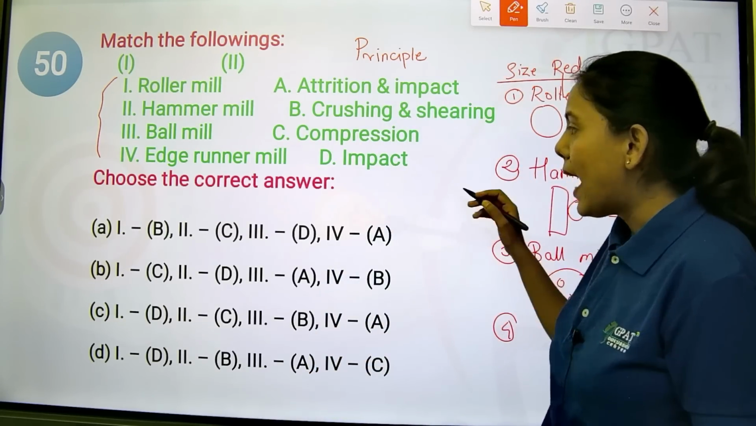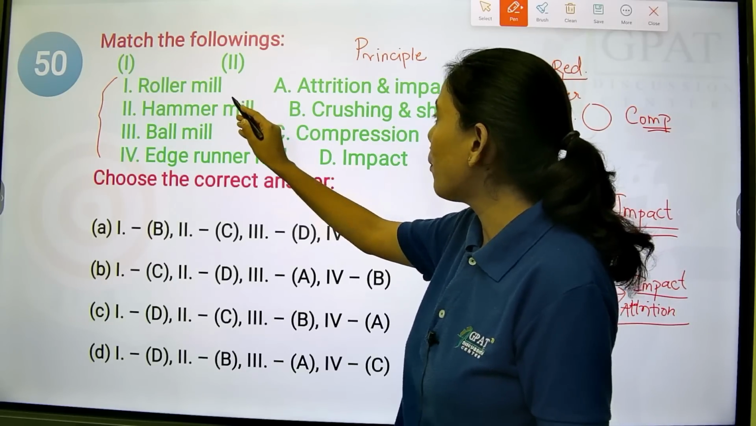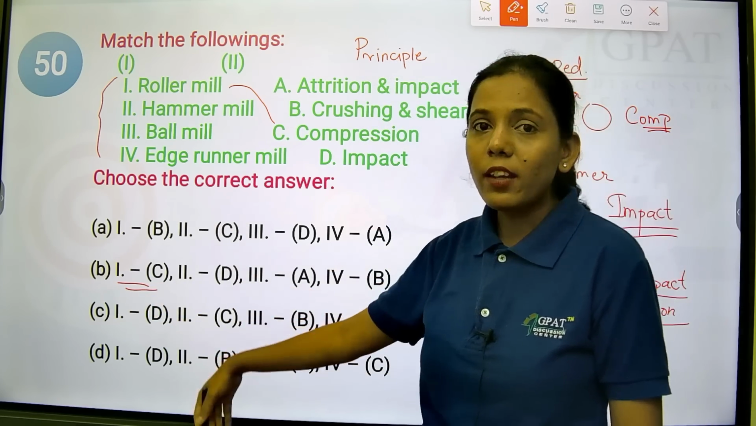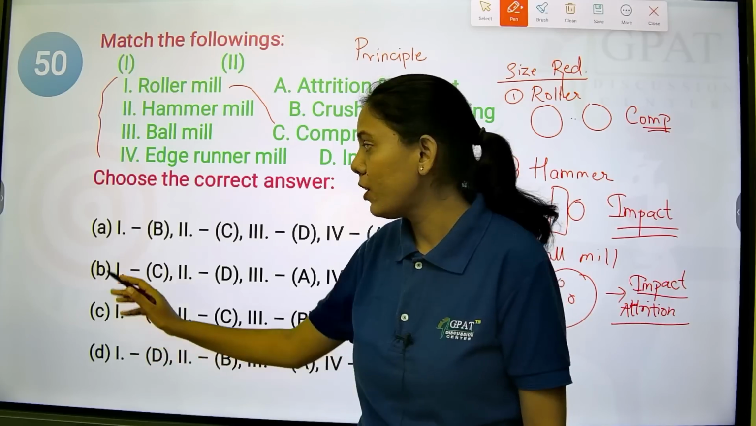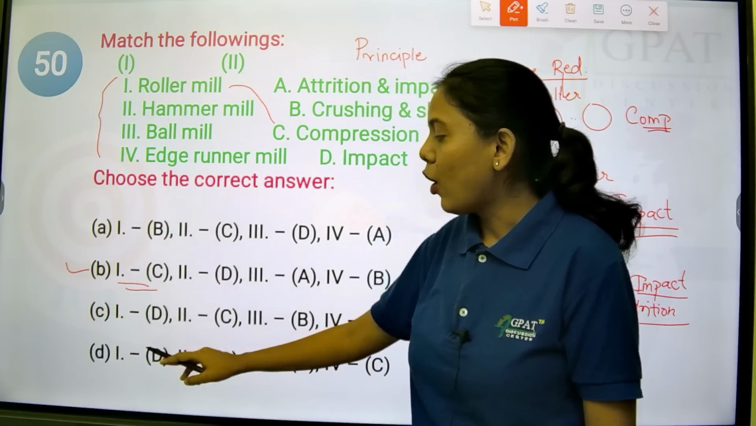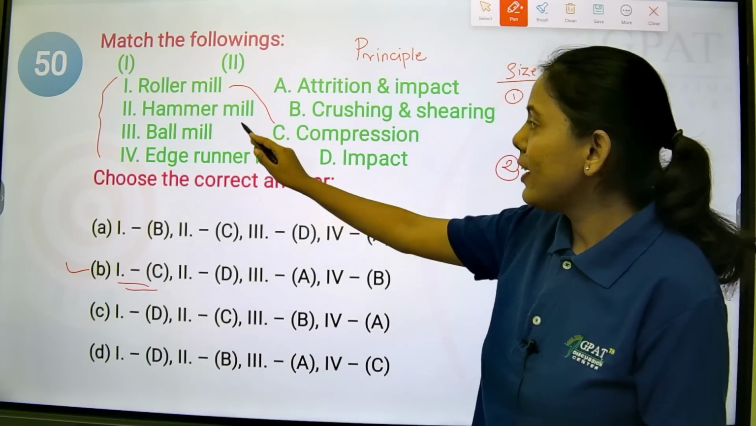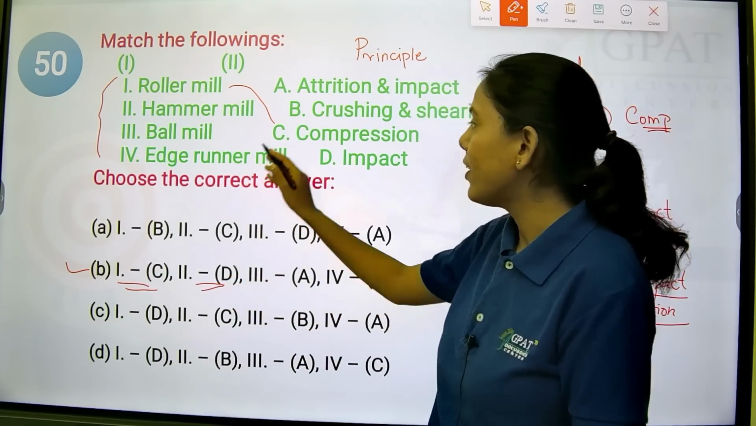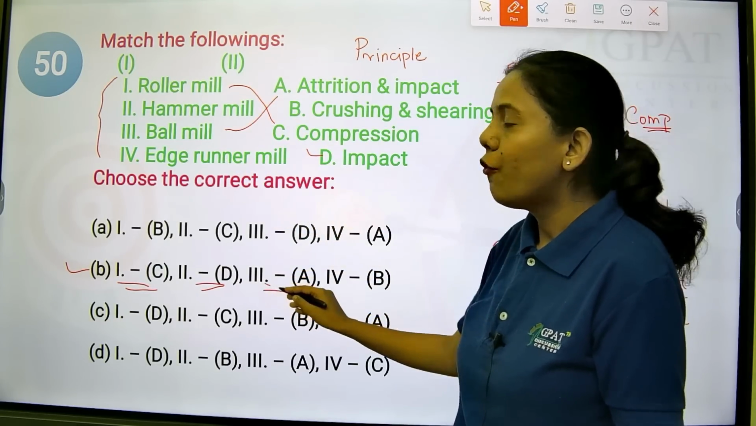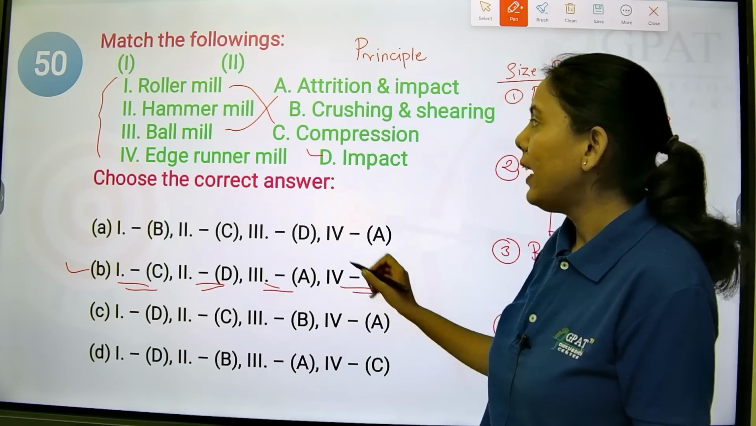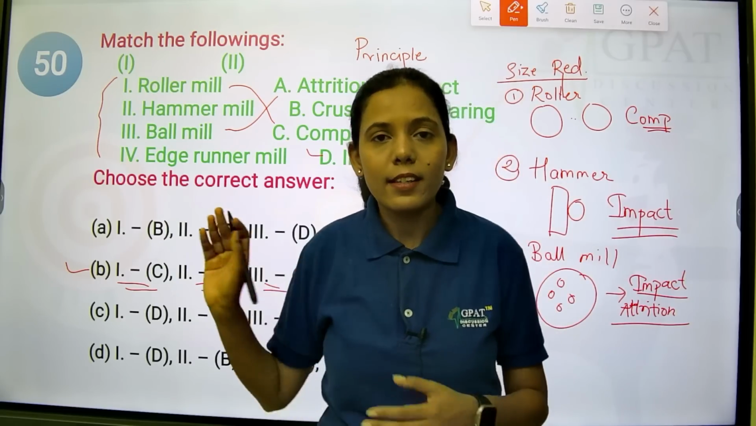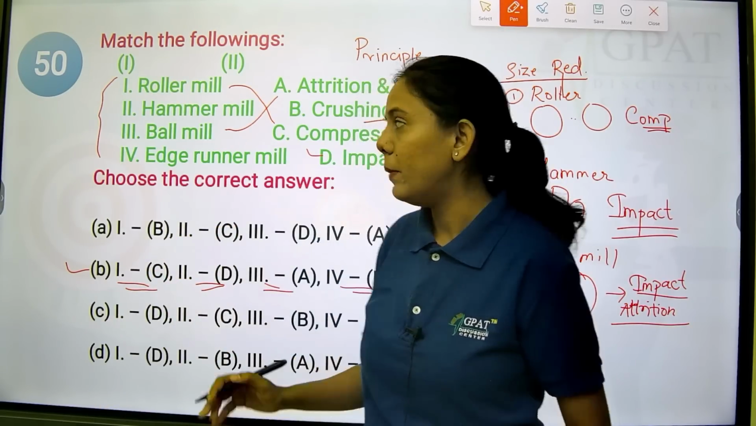If we match them, the roller mill is based upon the principle of compression. So first, C is the right answer. Let's see which options have C first. Only here it is having C first; the rest of the options are not right for the first one. For the hammer mill, option D is given. Yes, impact is the right answer. Third, attrition and impact for the ball mill. And fourth, edge runner, that is crushing and shearing. So option B is the right answer for these different principles of different mills.